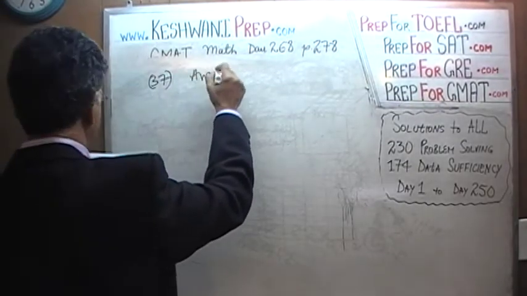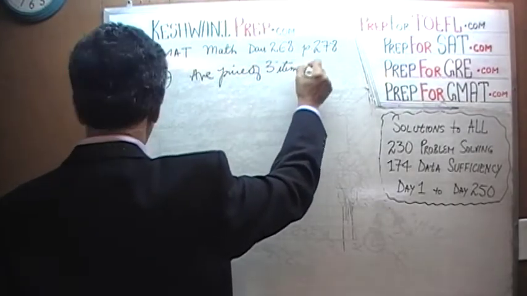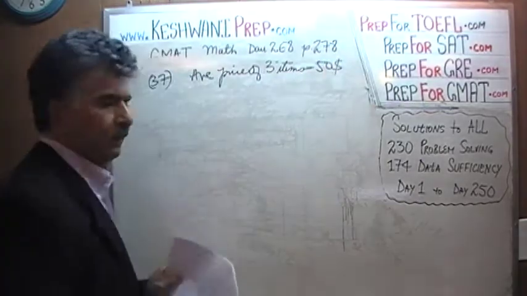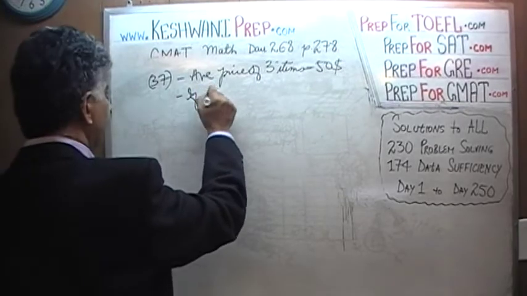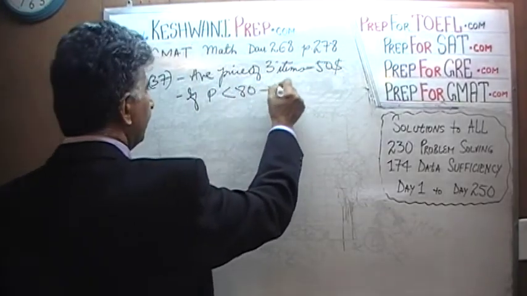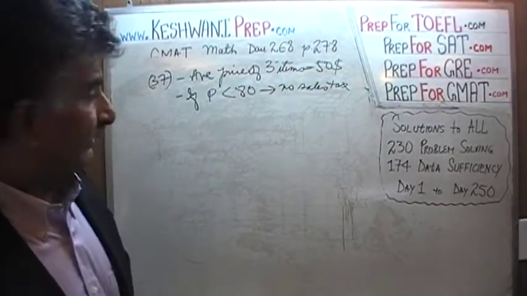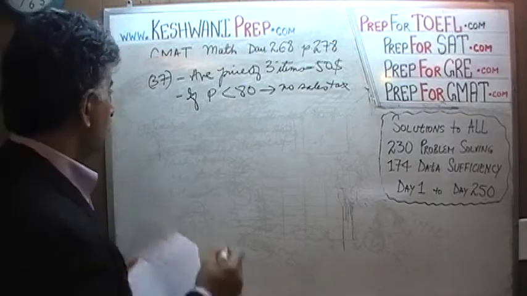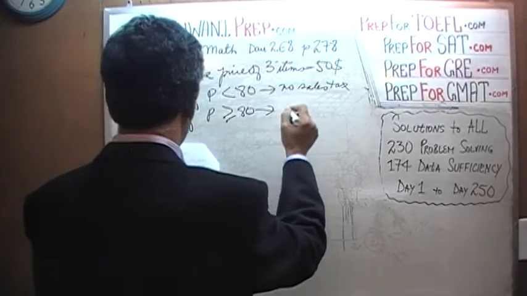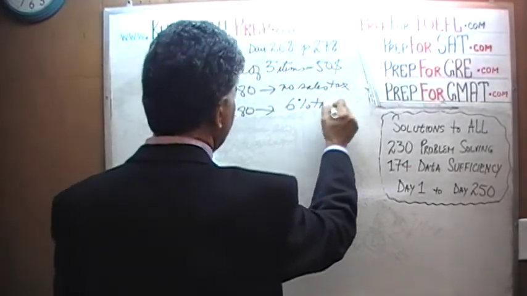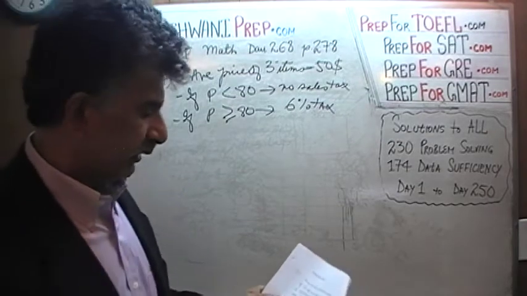Average price of 3 items, we are told, is $50. We are also told that if the price of the item is less than $80, then there is no sales tax on it. If the price happens to be greater than or equal to $80, then we have to pay 6% tax. 6% tax on the entire amount, you understand? Not on the amount that is more than 80, on the entire amount.